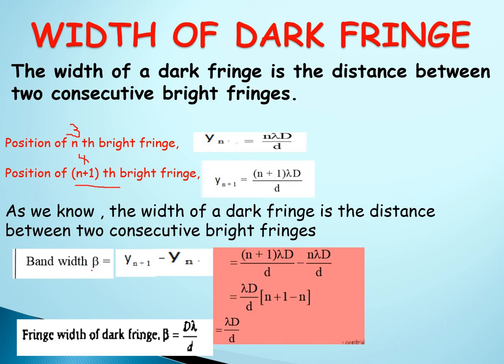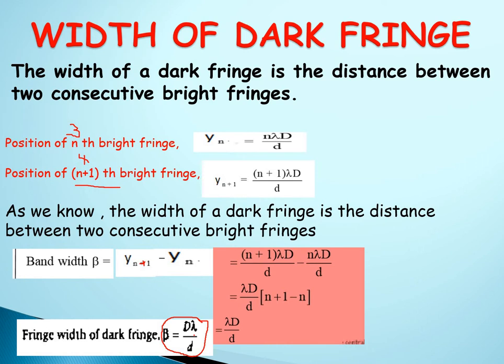Okay, so bandwidth is represented by the letter symbol beta. Beta is equal to yn plus 1 minus yn, children this is plus, okay, if it is not clear when you write, you make it proper. Yn plus 1 minus yn, n plus 1 lambda D by d minus n lambda D by d. You know lambda D by d is common, taken out, n plus 1 minus n. So you get lambda D by d. So the fringe width of dark fringe, or the width of the dark fringe beta is equal to lambda D by d. This is again another derivation which you get for examination. Okay, lambda D by d.